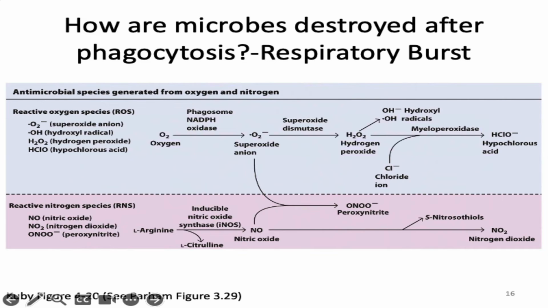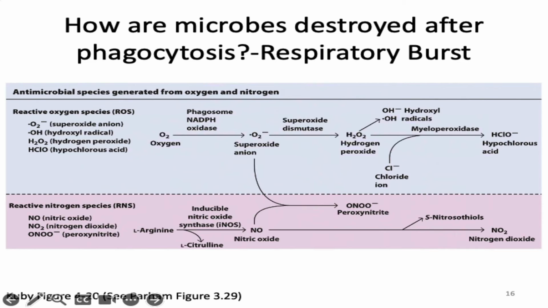The overall process of making all of these compounds is called respiratory burst. If we're making the ones that contain oxygen, like hydrogen peroxide or hypochlorous acid, we sometimes just bulk refer to those as the reactive oxygen species. When we're making the ones that have nitrogen in them, like nitric oxide, we sometimes talk about the reactive nitrogen species. And so the neutrophils are making a bunch of these in order to try to kill the microbe.